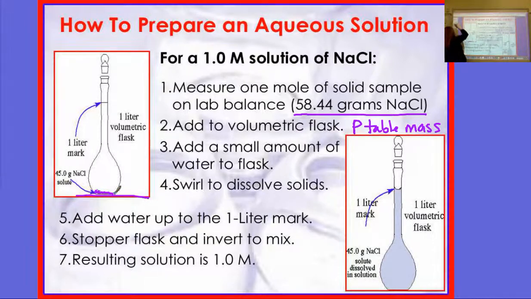I'm going to add some water, and then you swirl to dissolve. Once all your solid is dissolved, you add water up until the 1 liter mark. This is a very specific volumetric flask. It only does 1 liter volumes. Put a stopper on it, flip it over, and invert to mix. You have exactly 1 mole in exactly 1 liter of solution, so we have a 1 molar solution.